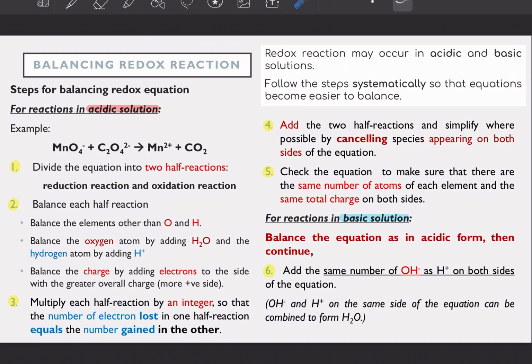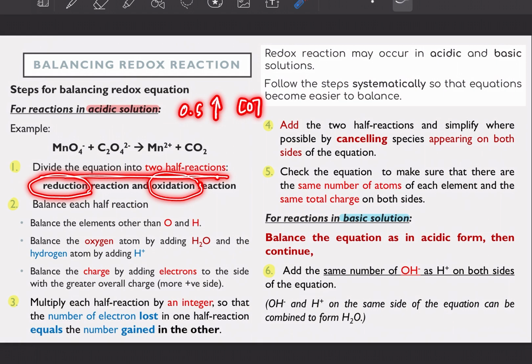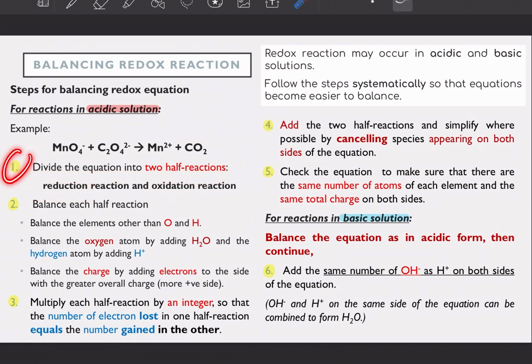But the first thing that I want to point out is that yang tadi tu awak belajar untuk assign oxidation number, it is important because the first step in balancing a redox reaction is you have to know which one is your reduction reaction and which one is your oxidation reaction. If your oxidation state increases, itu adalah oxidation. When your oxidation state decreases, that will be your reduction reaction. So from there, you already know how to do step 1.